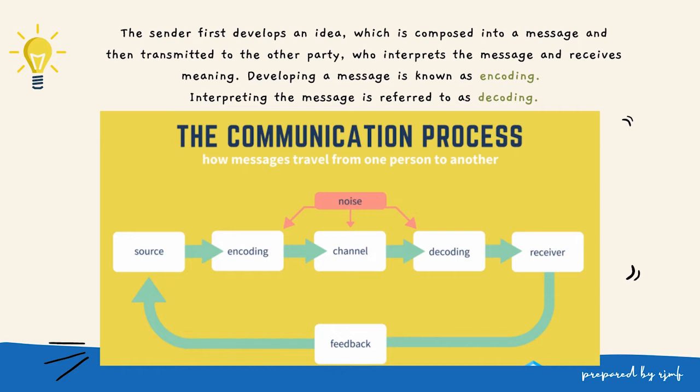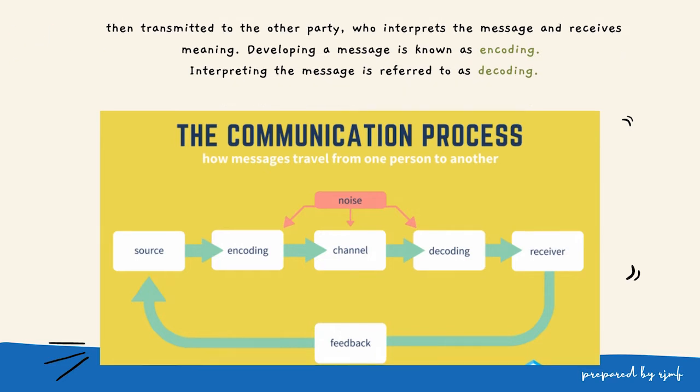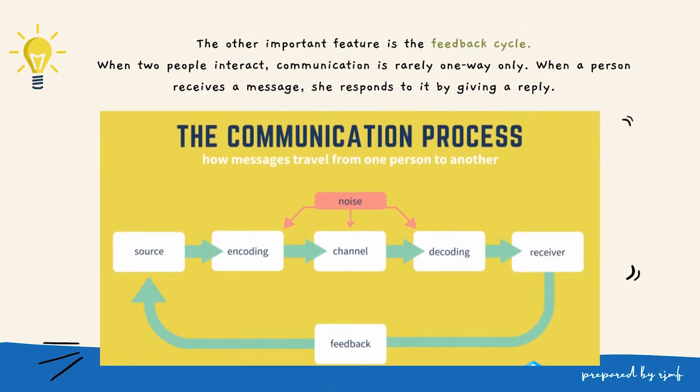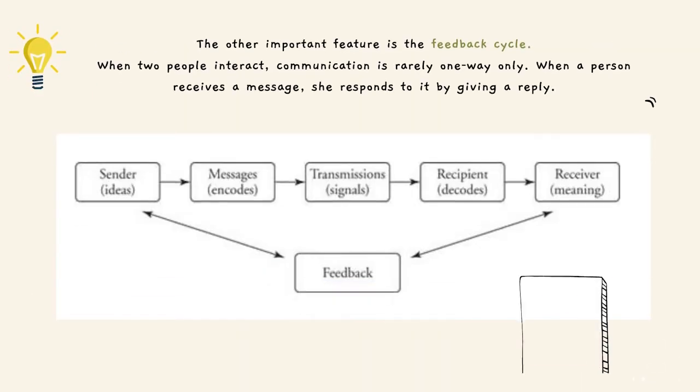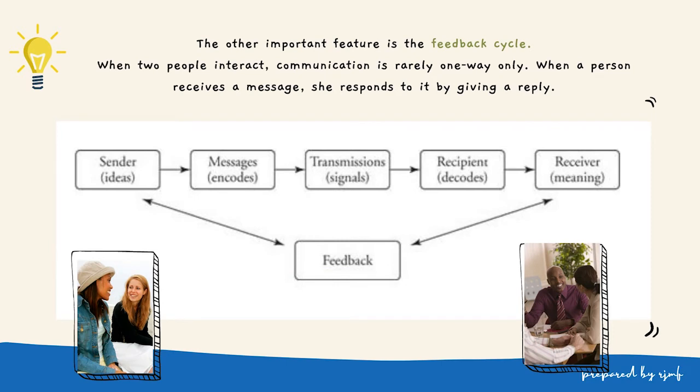Let us take a look at the diagram. Isn't it familiar? Do you use this cycle to communicate every day? Can you think of some examples? The other important feature is the feedback cycle. When two people interact, communication is rarely one way only. When a person receives a message, she responds to it by giving a reply. How about when you receive no response at all?